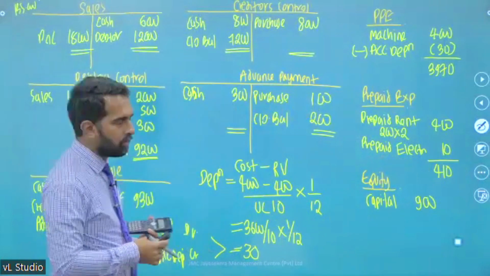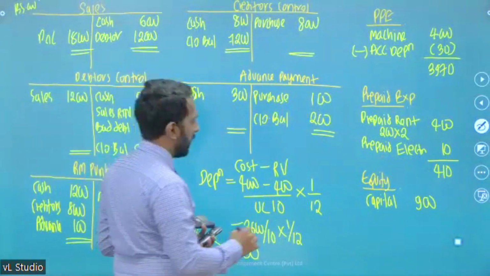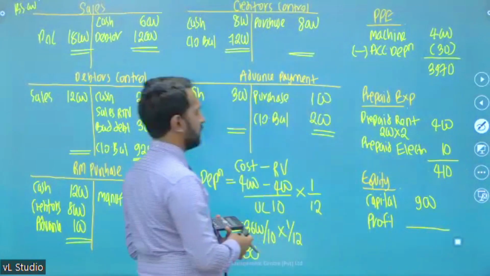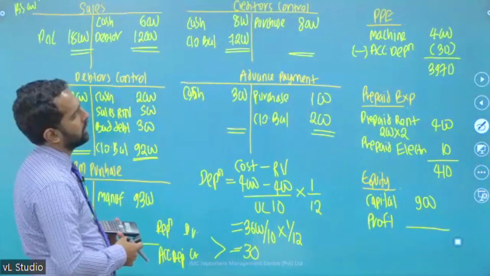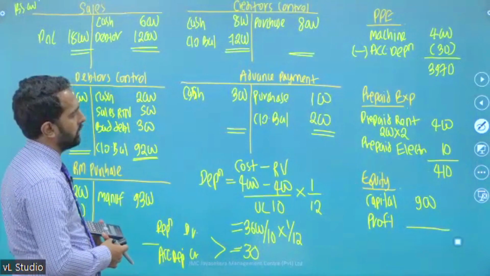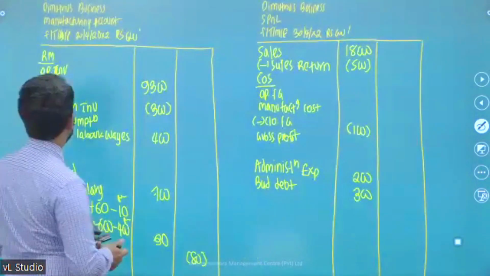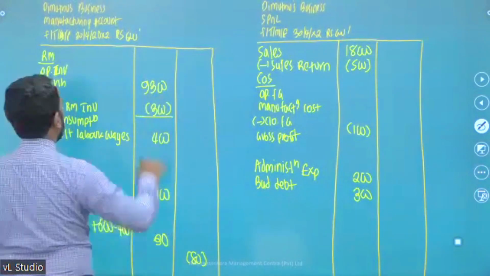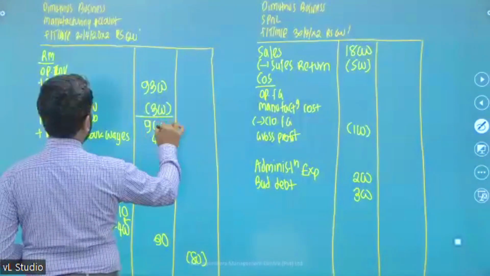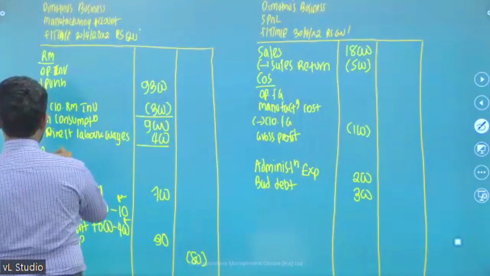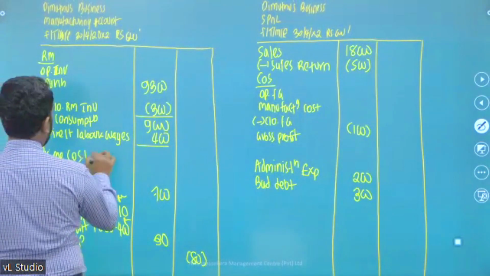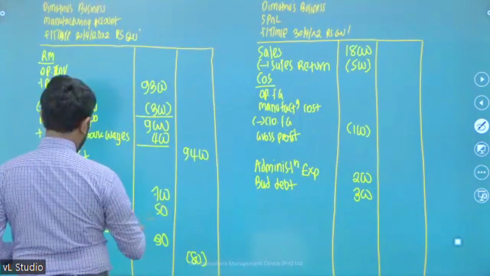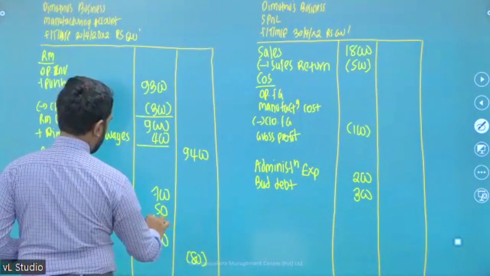Equity, we need to wait for the closing profit. So we need to add the profit figure, and then you will arrive at the closing equity balance. Okay, so now we can close down the manufacturing account. 9,300 minus 300 is 9,000. Plus 400, the prime cost will come to 9,400. 60 minus 10 is 50. 600 minus 400 is 200.